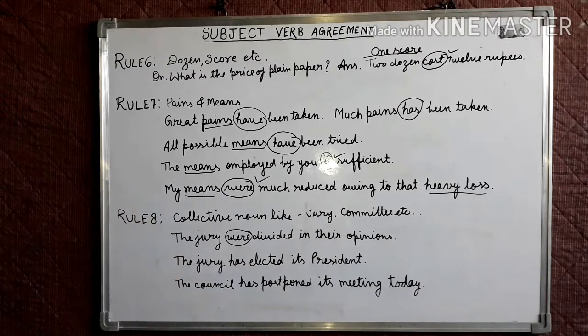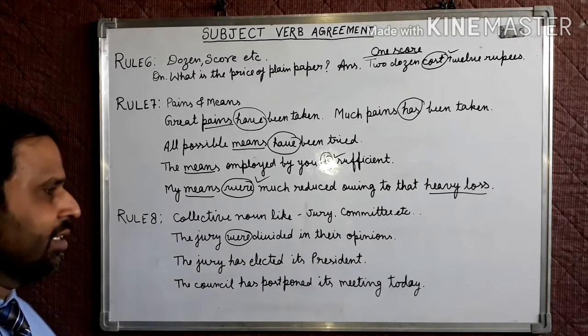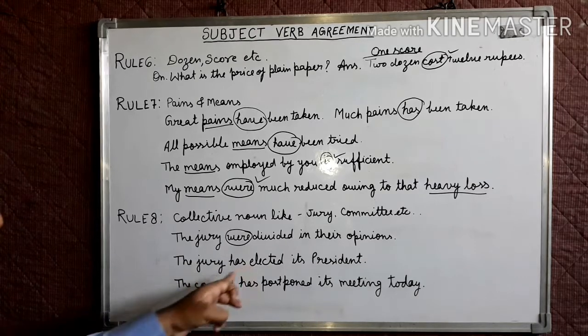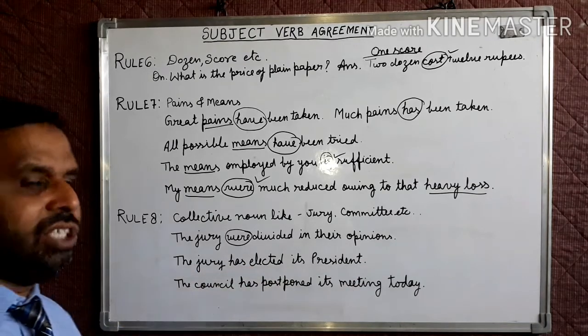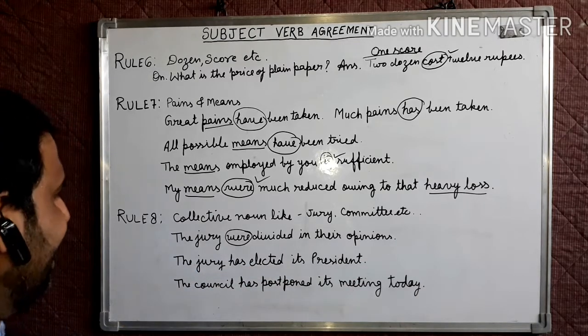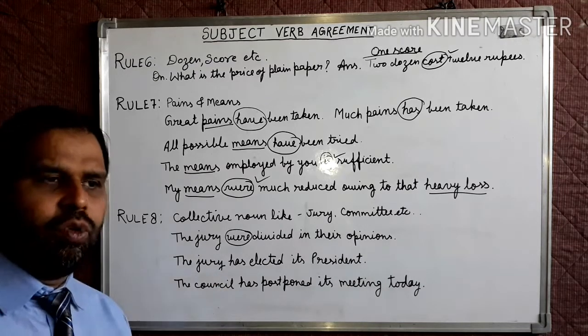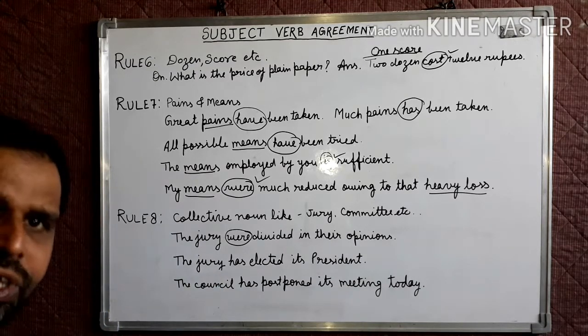But when we see that all of them are single-minded, then we use a singular verb. The jury has elected its president. The president has been elected by the jury. That means there was the decision of every member.